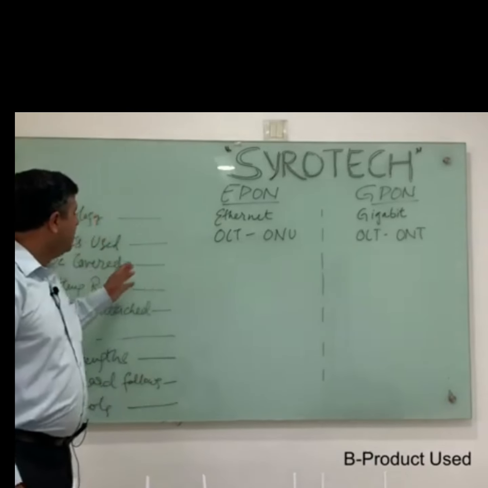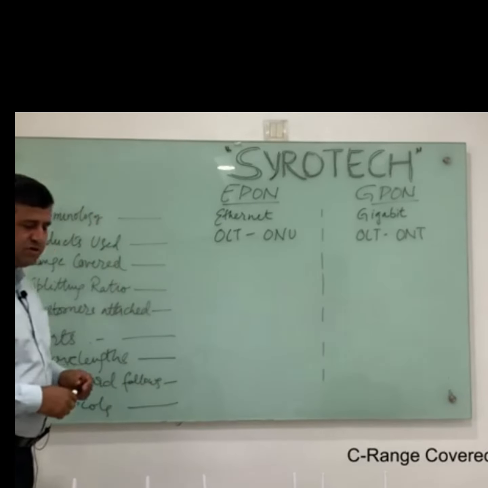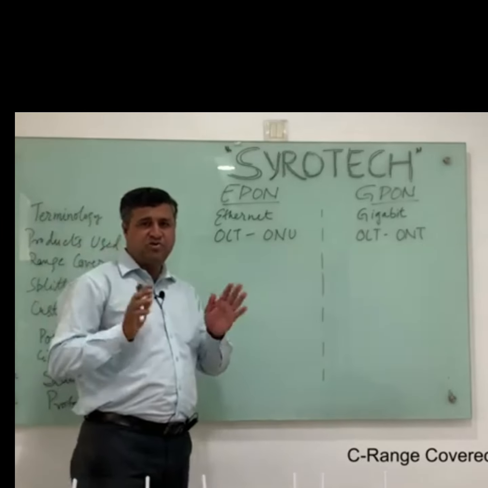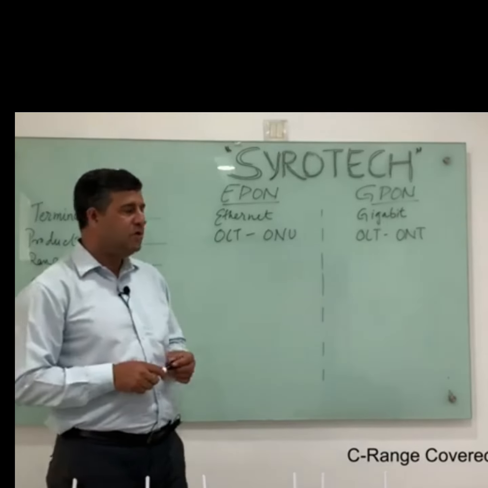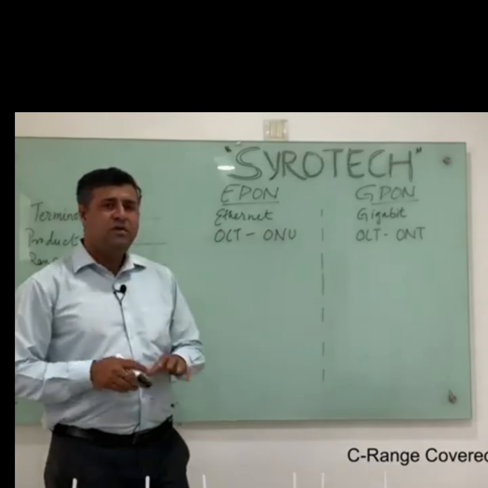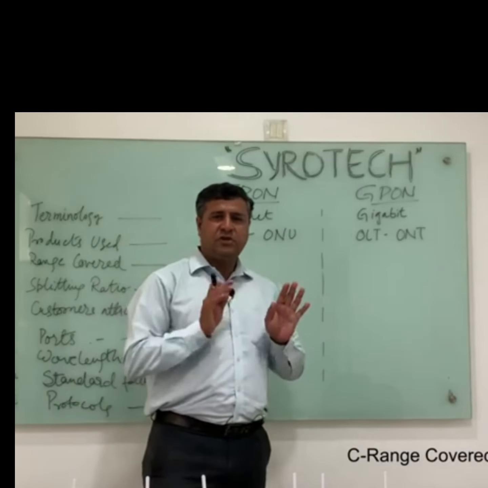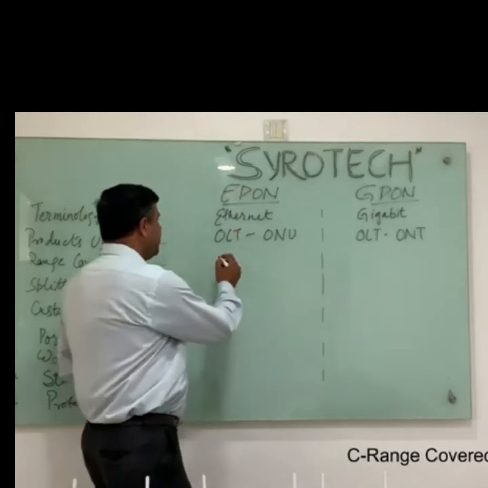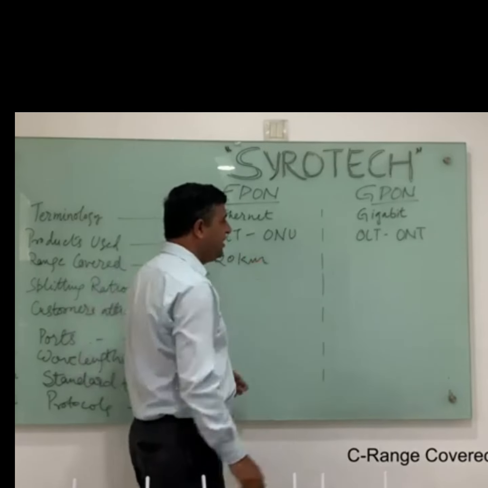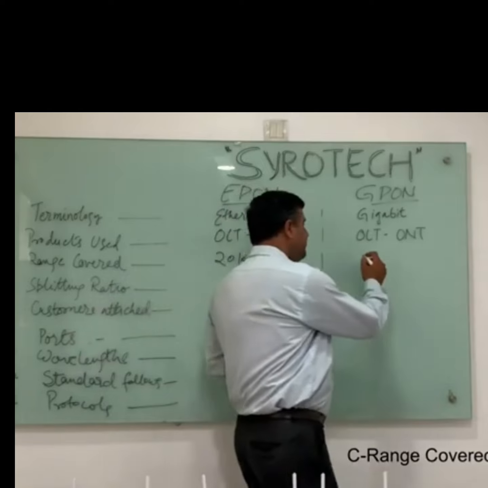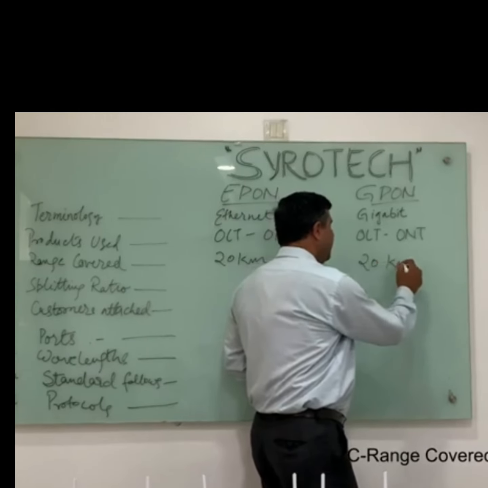Similarly, the third point is range. What is the range covered by these two technologies, EPON and GEPON? If we talk about EPON, there is no difference. Both are the same, as the range is 20 kilometers. If we use EPON or if we use GEPON, the range will remain the same, that is 20 kilometers.